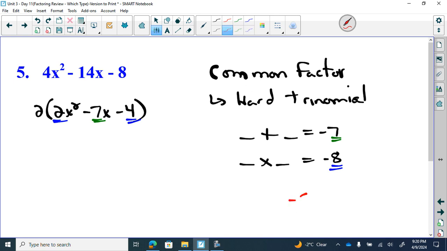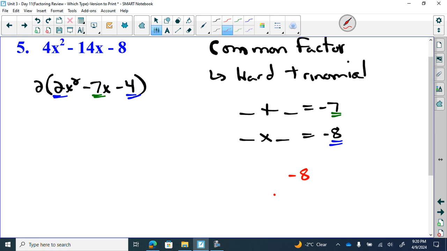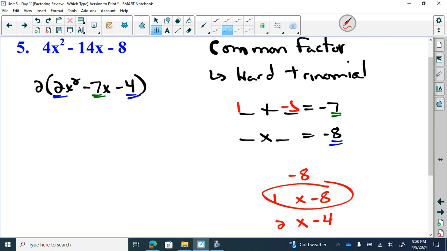What multiplies to give negative 8? That is a 1 times a negative 8. I know the larger factor has to be a negative because they're adding to give me a negative, so I make the 8 a negative. Or a 2 times negative 4. That's it. Those are my only options for multiplying to give negative 8. And if I'm looking for the ones that add to give negative 7 as well, that's the guys right here, 1 and negative 8. 1 plus negative 8 is negative 7. 1 times negative 8 is negative 8.